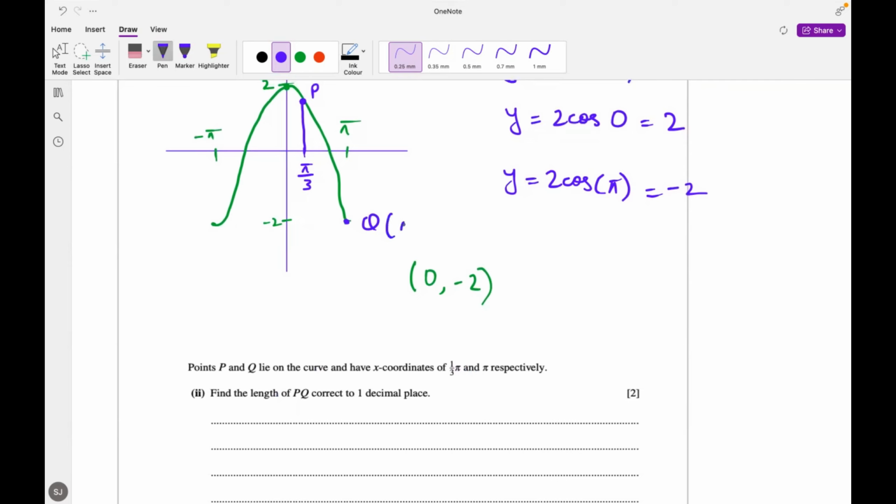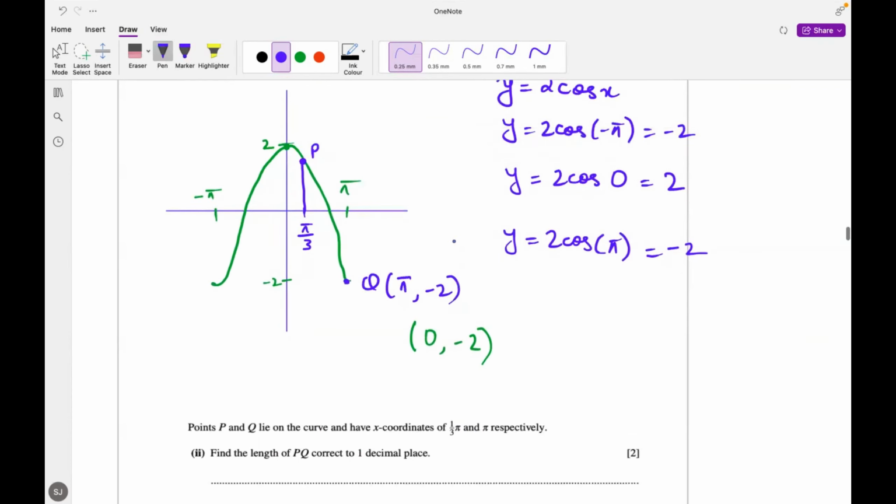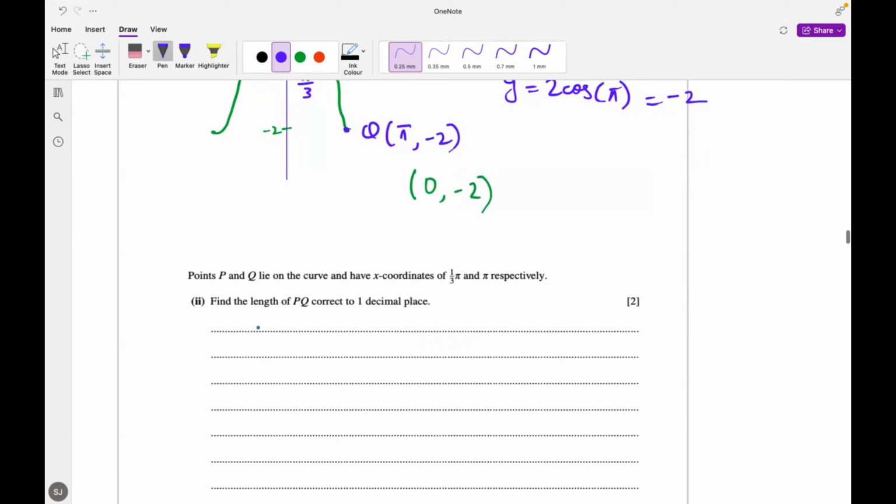We know that Q is the point pi comma minus 2. To find the y coordinate of P, we can just substitute the value of x into the equation y equals 2 cos x. So substituting pi upon 3, the y value will be 2 times half, that will be 1. So we know that the coordinates of P is pi upon 3 comma 1, and the coordinates of Q is pi comma minus 2.